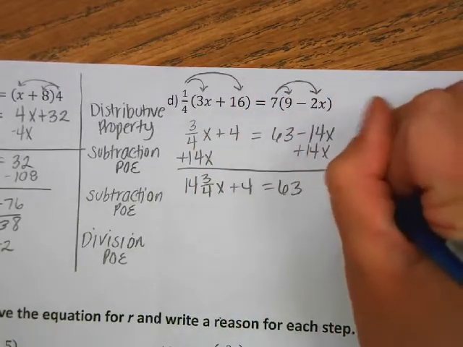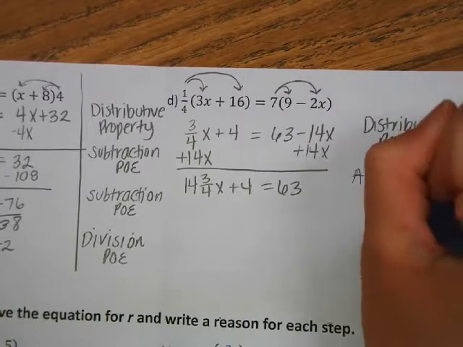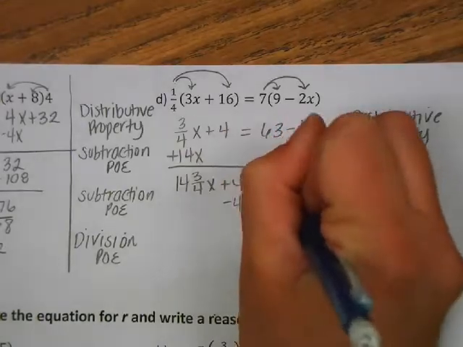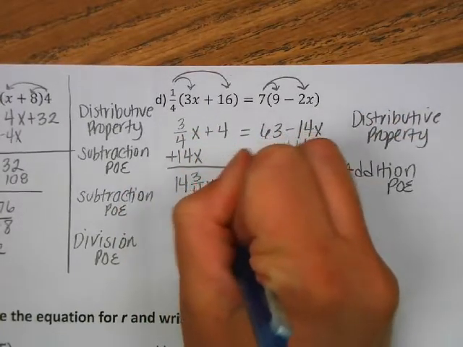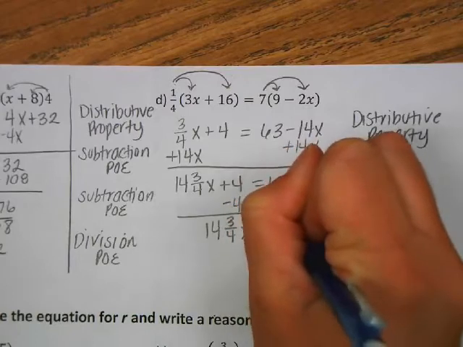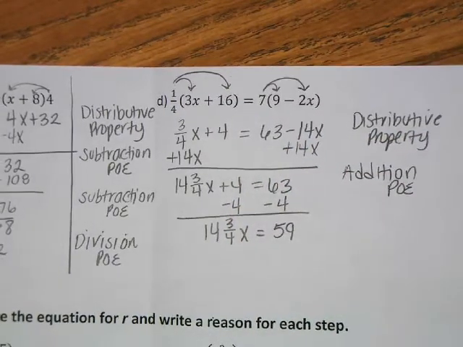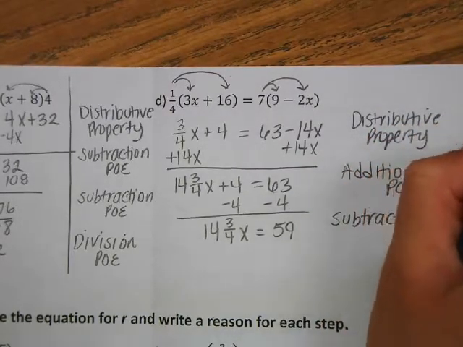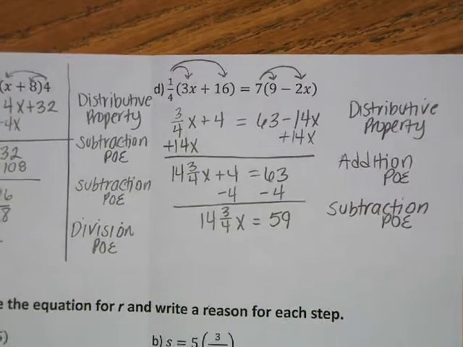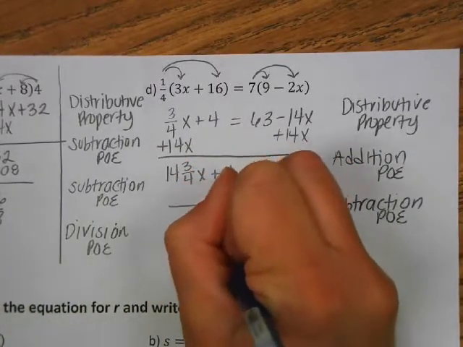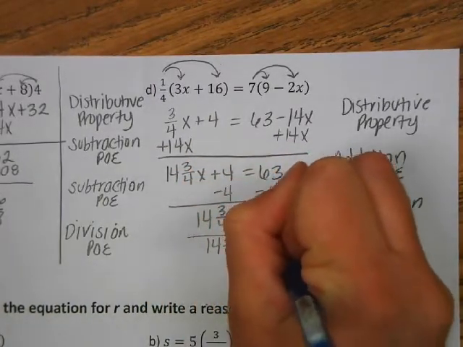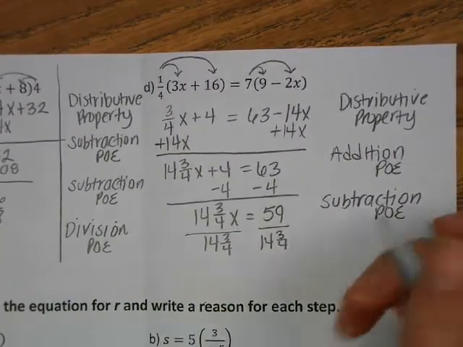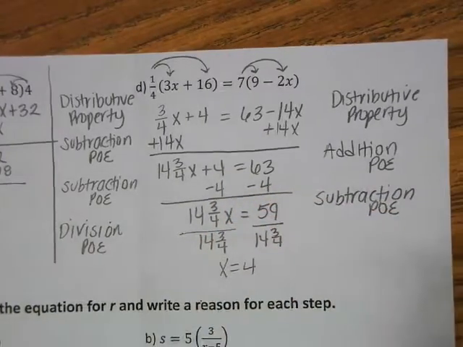So since we added 14x to both sides, that's the addition property of equality. Now do your constants. And since we subtracted 4 from both sides, that's the subtraction property of equality. And then divide both sides by the coefficient, which is 14 3/4, and you'll get your answer, x equals 4.